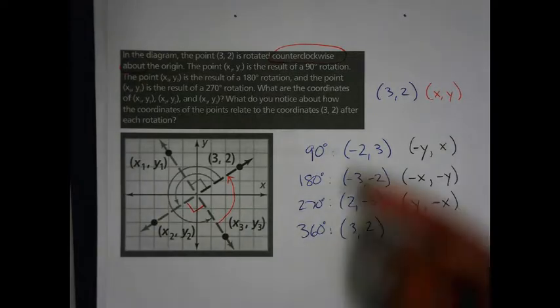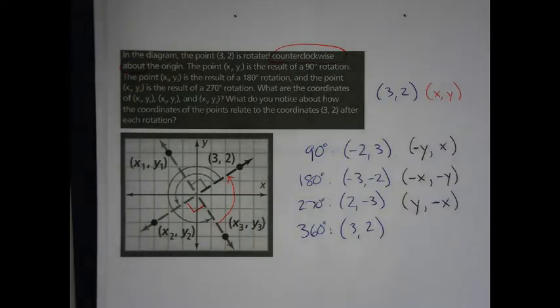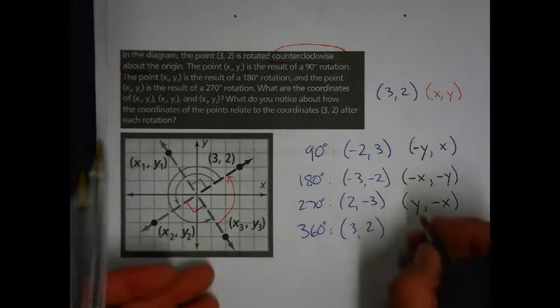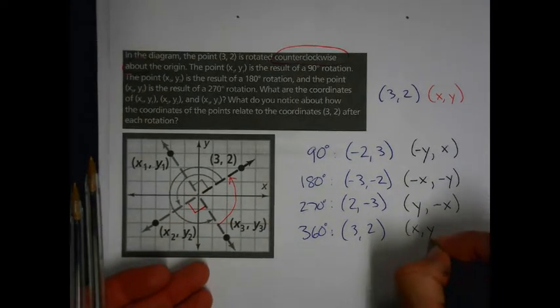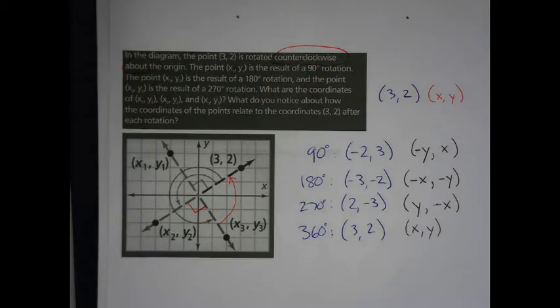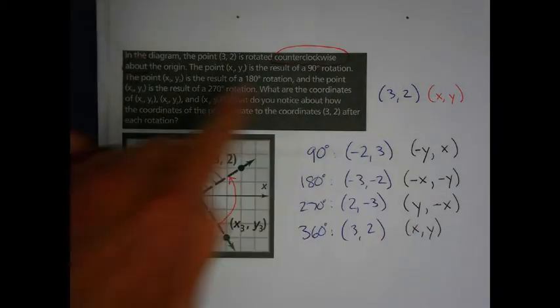And guess what we have? After a 360 degree rotation, the new x is the old x, and the new y is the old y, so everything remains the same. The new x is the old x, the new y is the old y. And that is a handy-dandy chart to remember. And that's how rotations work.